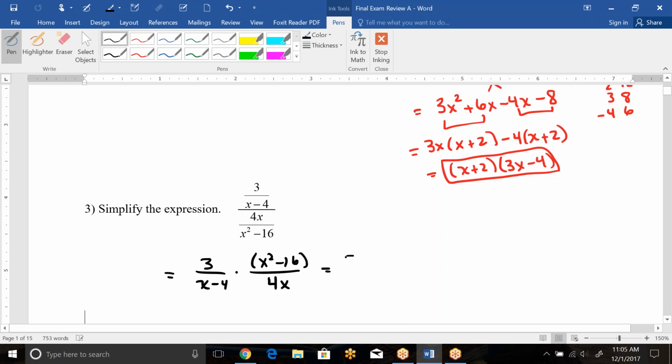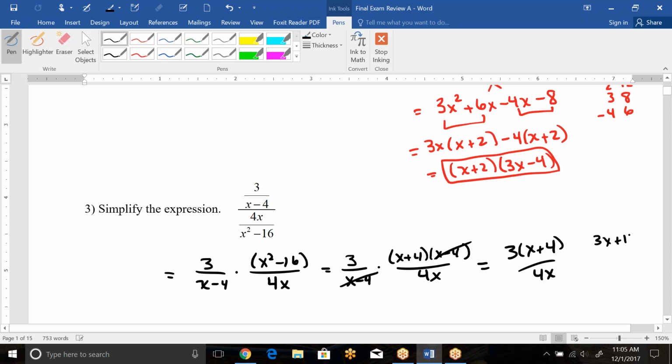You would want to factor that top. So this is 3 times x plus 4, x minus 4 over 4x. There's an x minus 4 and an x minus 4. Since we're multiplying, one on top and one on bottom, we can cancel them out. So our final answer is 3x plus 4 over 4x. Or if you distribute it, 3x plus 12 over 4x. I usually just leave it in factored form, but either one is okay as long as your teacher's okay with that.